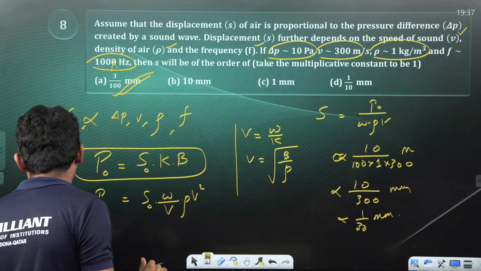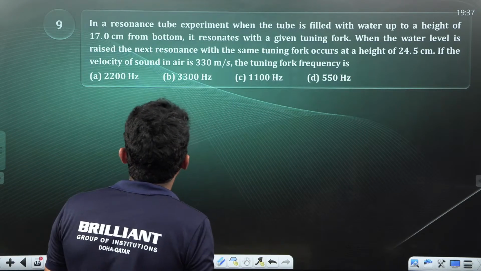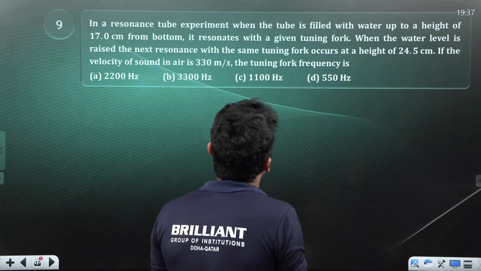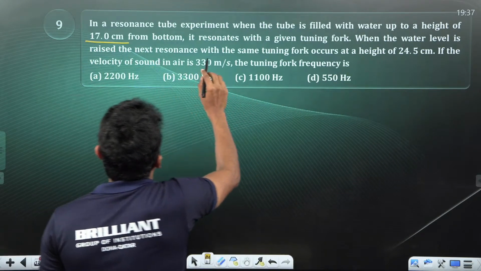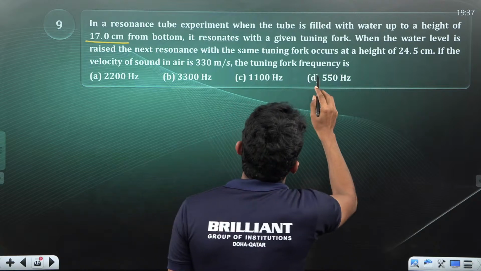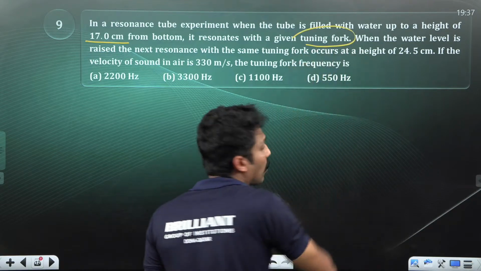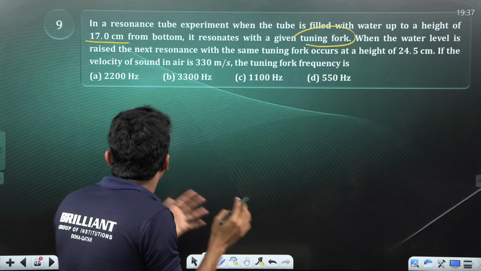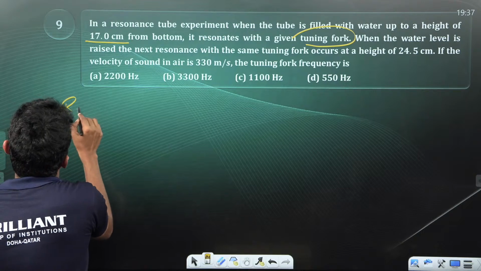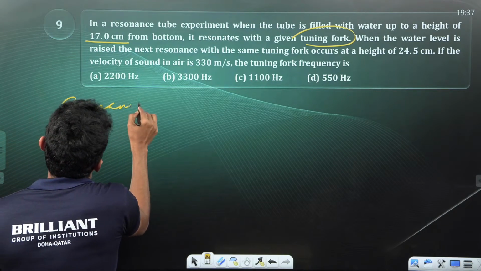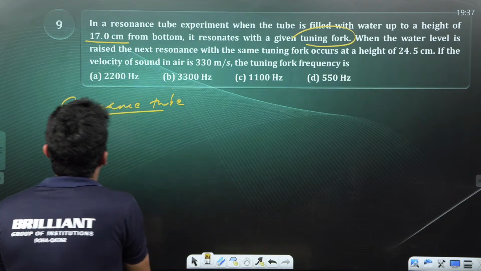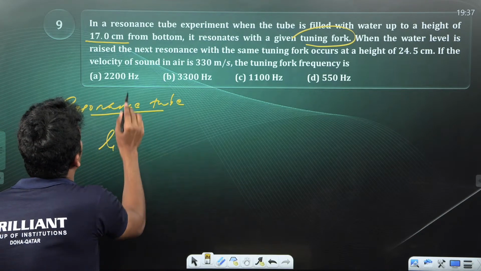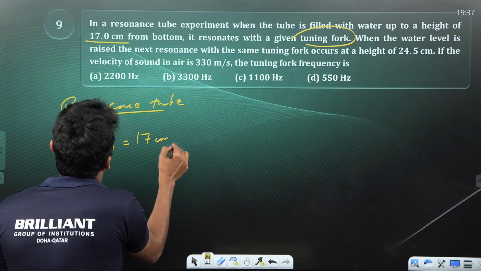Okay. Now the 9th question is, in a resonance tube experiment, when the tube is filled with water up to a height of 17 centimeter from bottom, it resonates with a given tuning fork. Okay, the first resonating length. The resonance tube experiment, we study in 11th standard. Now the first resonance is obtained at a length of 17 centimeter.